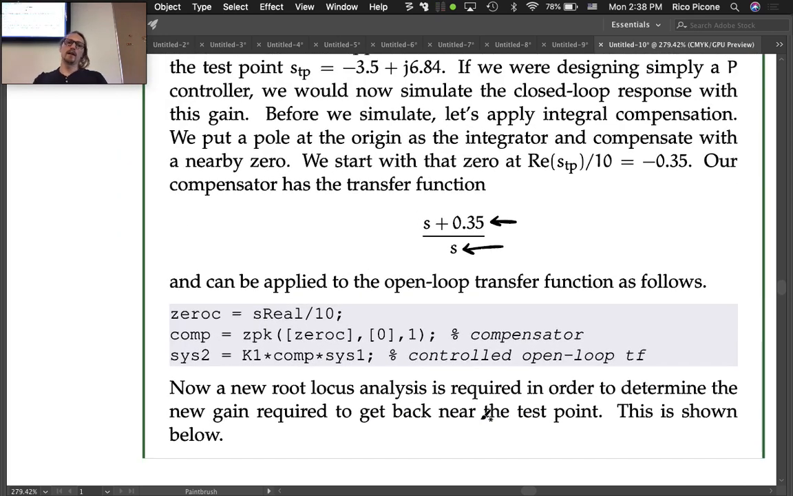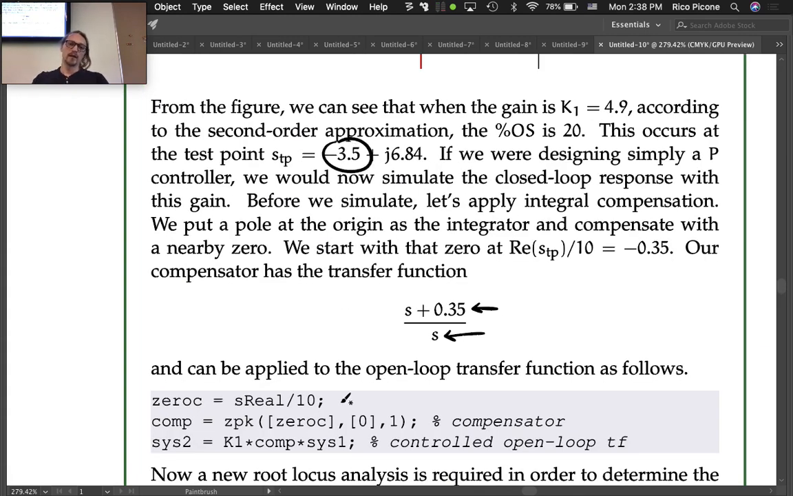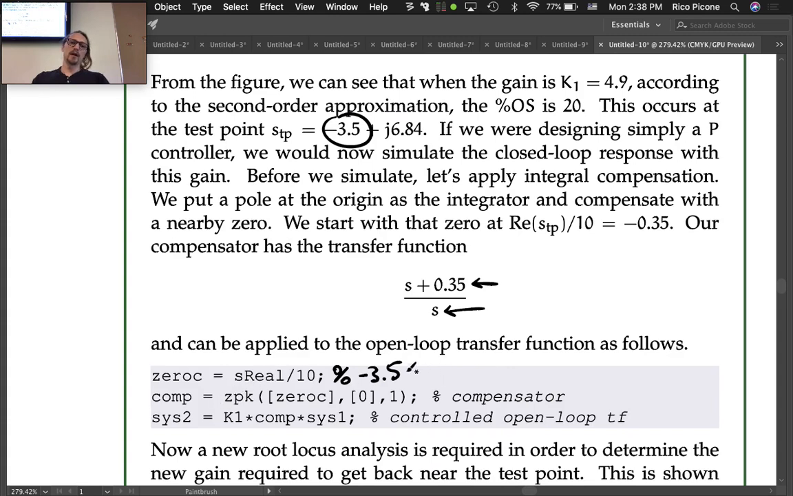So we'll do that. Where S real is the real part here, it's negative 3.5. I'll put a little comment here, negative 3.5 divided by 10. And the compensator is just going to be the transfer function with the 0 in the numerator. So that's negative 0.35 in the numerator. In the denominator, there's a pole that's at the origin, right? So that 0 here, that numerical 0 value, corresponds to the integrator, right?